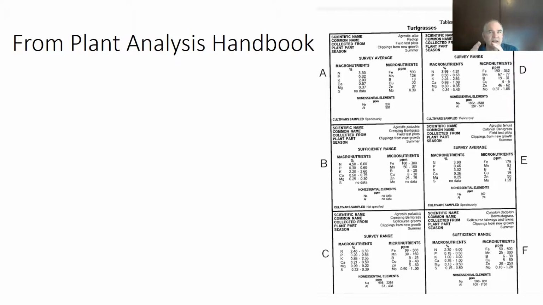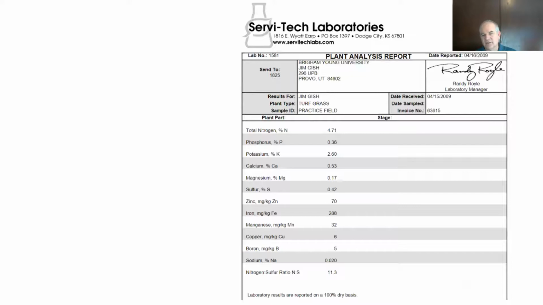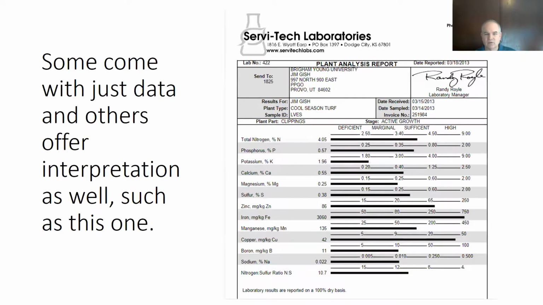So this is a nice tool, and it takes a bit of an expert to help interpret this. Usually laboratories can help with this. Here's an example of a plant tissue sample. This is again turf grass that was taken here at BYU, and you can see the values that we got here. The question is what do these values mean? Are they high? Are they low? We need some kind of interpretation. Some laboratories will offer that interpretation, such as Servitec. If you ask them to, they will provide some interpretation.